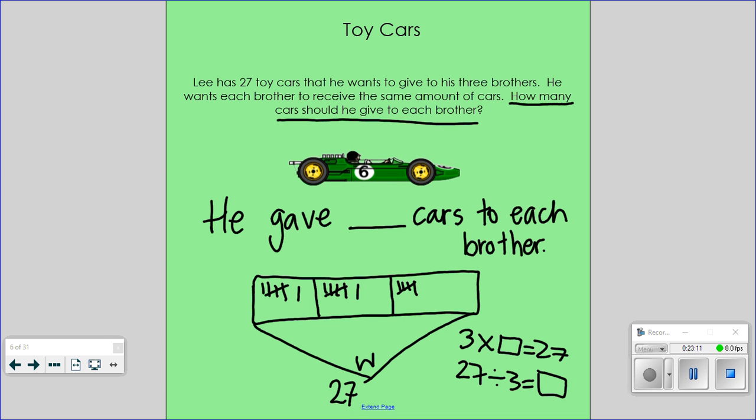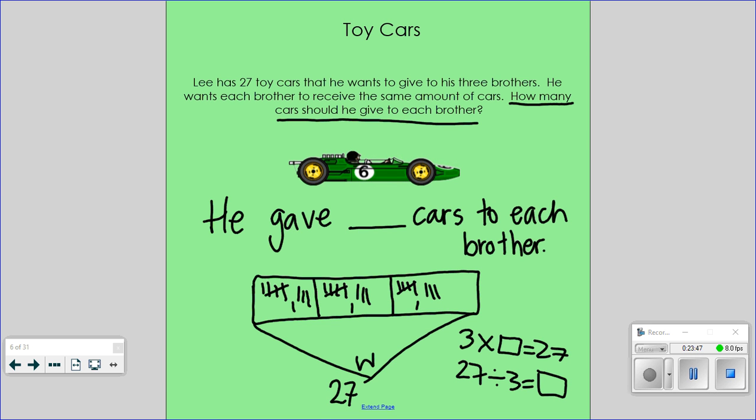16, 17, 18, 19, 20, 21, 22, 23, 24, 25, 26, 27. I passed out all my cards. Am I done? No, not yet. I'm almost though.